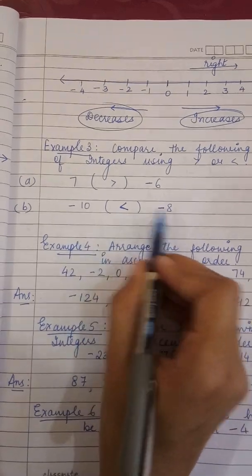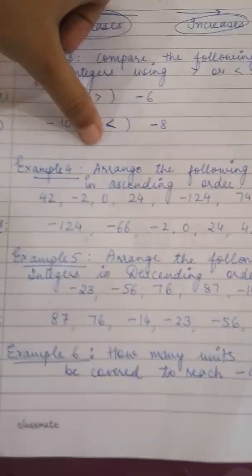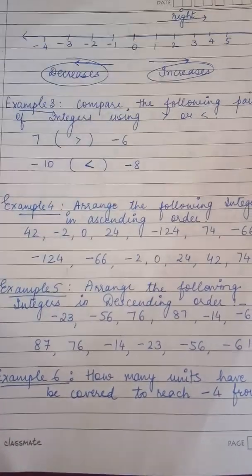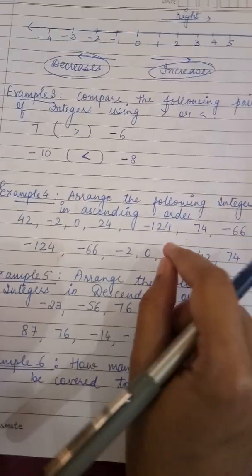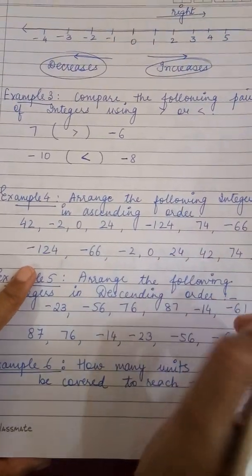Okay, so minus 8 is greater than minus 10. Now let's move to example 4. In example 4, you have to arrange the following integers in ascending order. Ascending means from small to big. Now the biggest number with the negative sign is going to be the smallest.